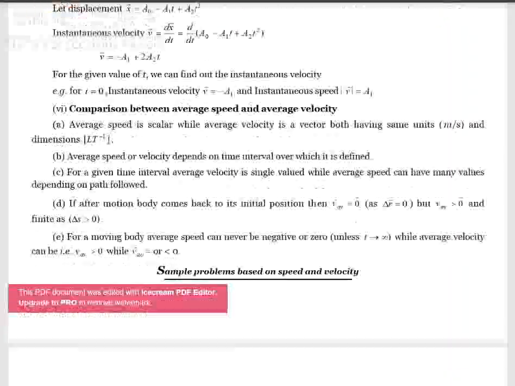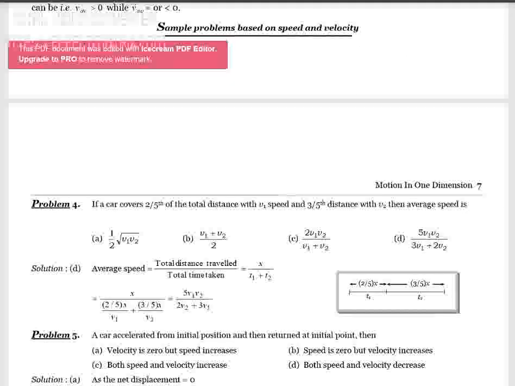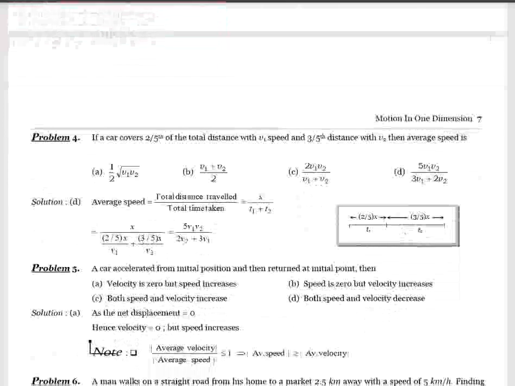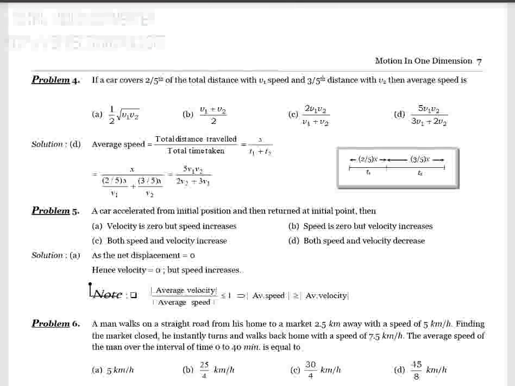Okay, let us see some solved problems. Among these, I will show you one, and you do the other by yourself. In problem 4, a car covers 2/5 of the total distance with speed v1 and 3/5 of the total distance with speed v2. The average speed is how much? Always to get the average speed, we use the total distance traveled over the total time taken.